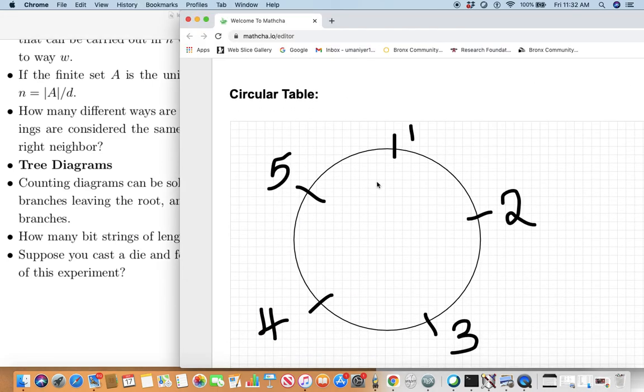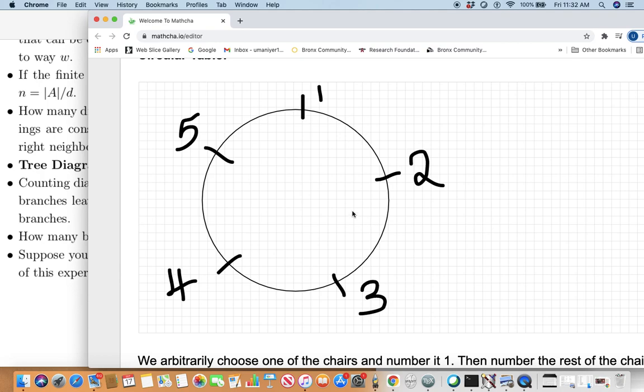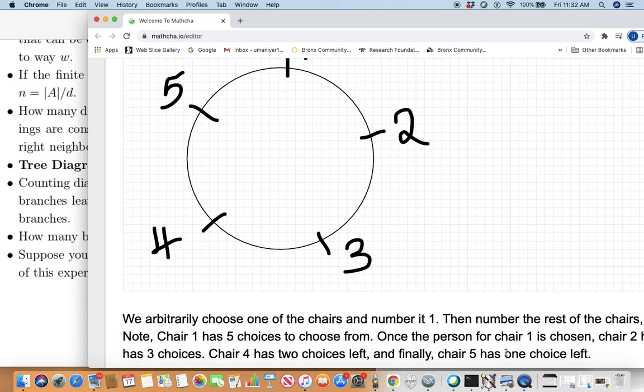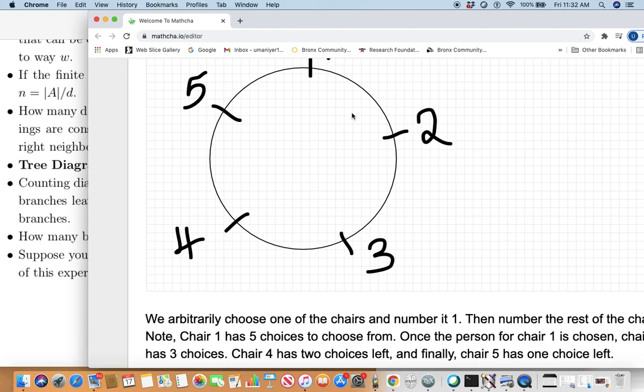Okay, so I have a circular table. The chairs are numbered 1 through 5. Arbitrarily, you choose one of the chairs to be 1, and then the rest of the chairs are numbered as shown in the drawing. 1, 2, 3, 4.